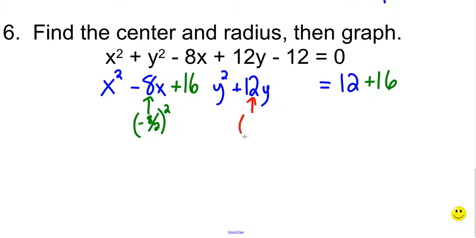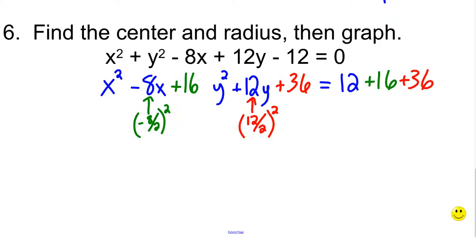Now we're going to do the same thing with the y's. We're going to take 12 divided by 2, and we're going to square it. So that's 6 squared, 36. We're going to add 36, and we're going to add 36.